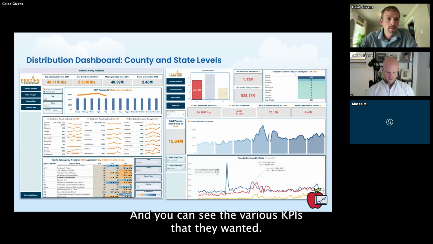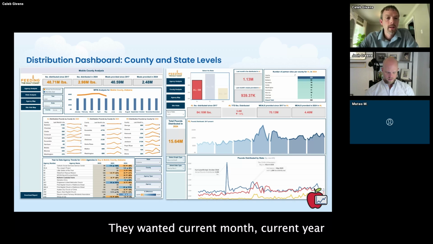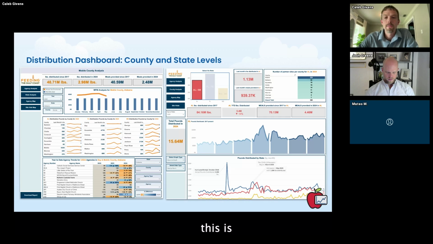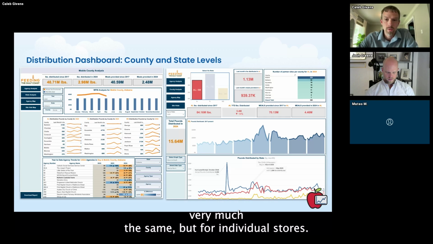And you can see the various KPIs that they wanted. They wanted year to date. They wanted current month, current year compared to current month, previous year. Data like that is what they wanted to see. So I was able to build that for them. And then the one on the right shows individual stores. Similar to our agency one, this is very much the same, but for individual stores.